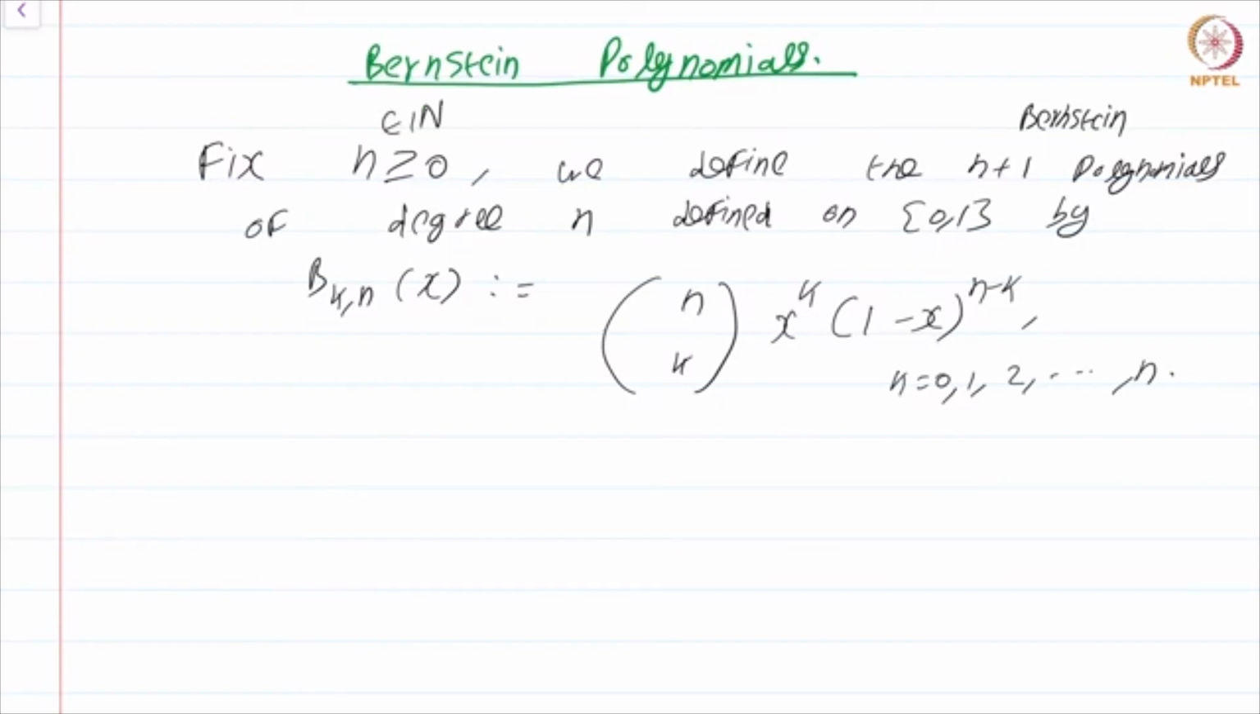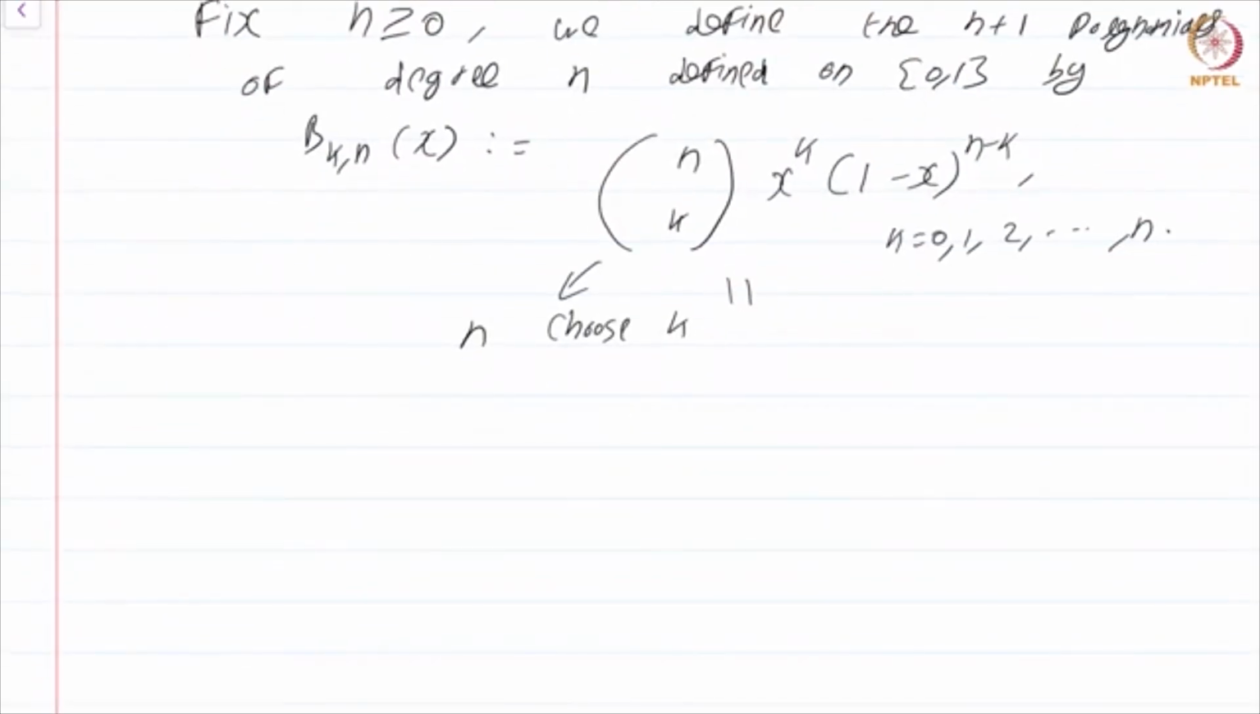Each one of them is of degree n, and k runs from 0 to n. Now this is read n choose k. You are familiar with this, I'm sure, from basic probability theory that you have done in your high school. This is just a shortcut for n factorial divided by k factorial into n minus k factorial. Recall that this n choose k, as the terminology says, is nothing but the number of ways in which you can choose k objects from a set of n objects.